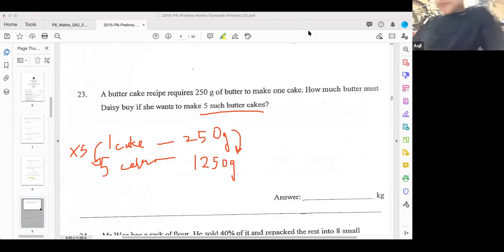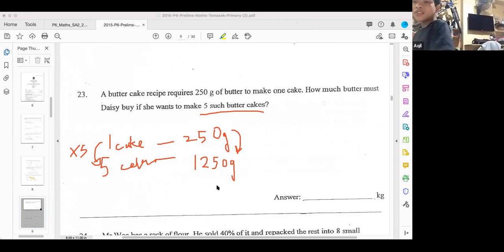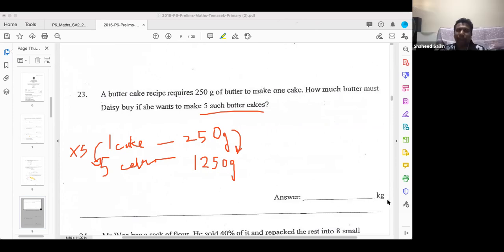Okay, so you're 1,250, but Akil's answer is not accurate. Now this is in gram. Your answer tells me 1,250, but that's the weight of an elephant if it's in kgs. See the 5 cakes, a big 5 cakes, weighs as much as an elephant. Because this is in gram, you must change it now. Divide by 1,000 now. Izzat and Akil, you must divide by 1,000.